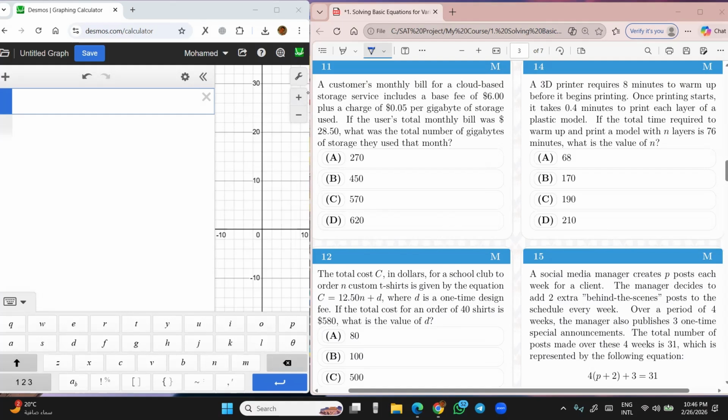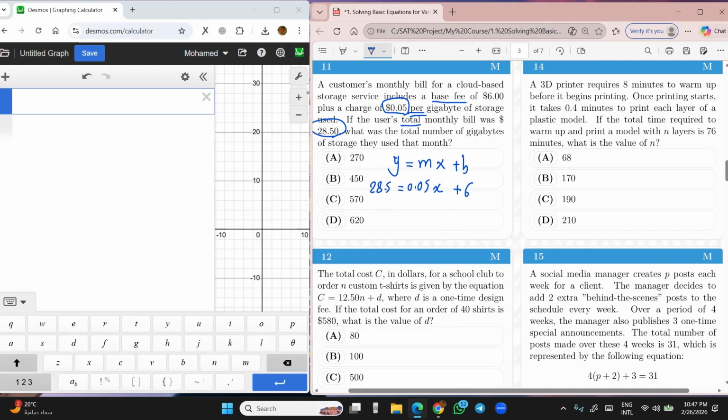So we need to remember that when we have the word "per" and then a total, it mostly talks about a linear equation written in the slope-intercept form, y is equal to mx plus b, where b is the fixed fee or the base fee, which is 6.00, and can be represented as 6. And m is the number that's associated with the word "per". So per 0.05, this is the m, the slope, 0.05, and then we write x. The y is always the total. So the total monthly bill for this month is 28.5, or 28.50.